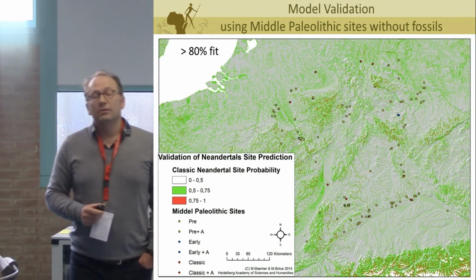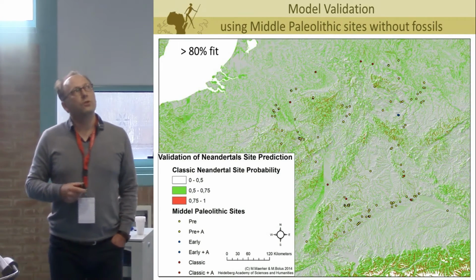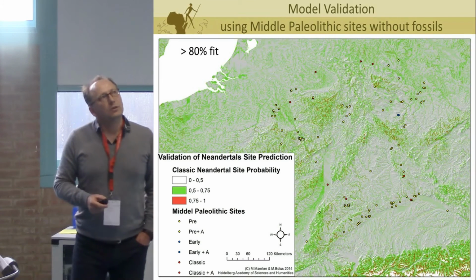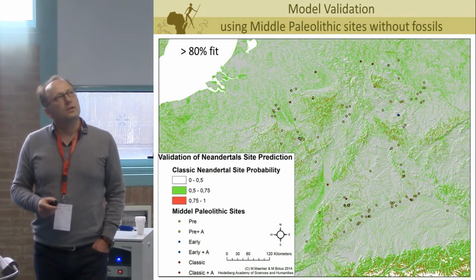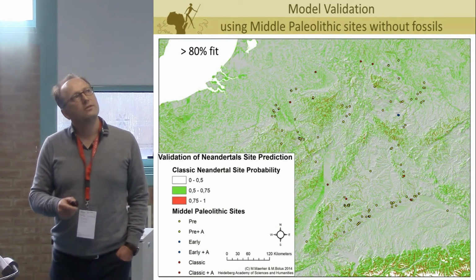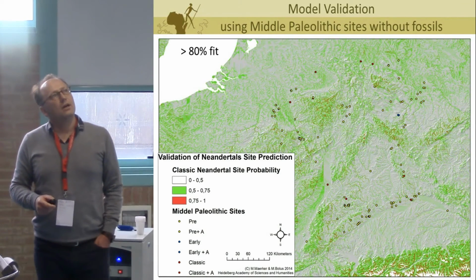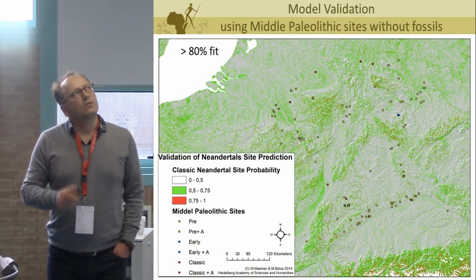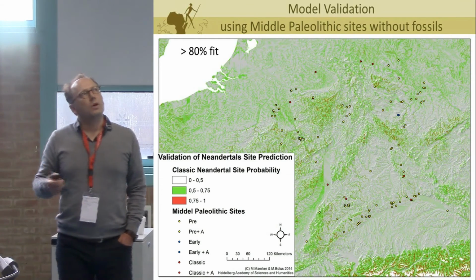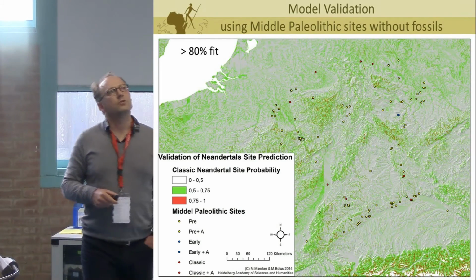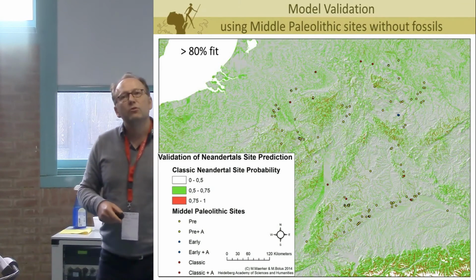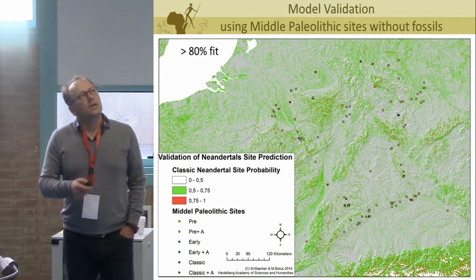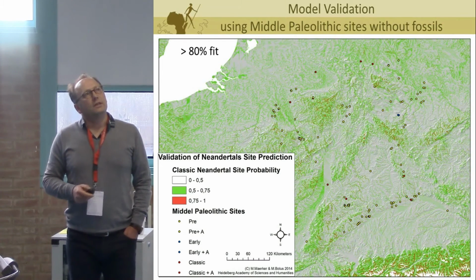We validated the model also externally. So in this case, we collected all the sites that have no fossils, so sites without fossils, and plotted them on our map, and we get a fit of over 80%. So most of the points shown on the map fall into high or very high probability of site selection for, in this case, the classical Neanderthal sites.